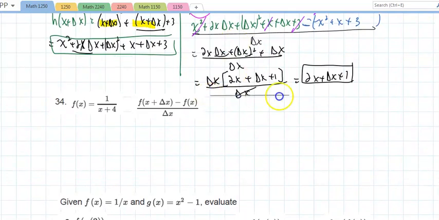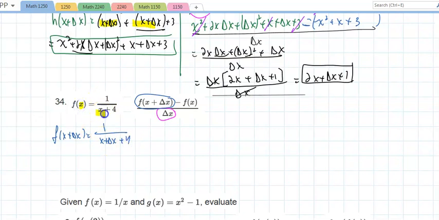Your goal is to cancel that denominator. Once this is cancelled, you're done, but it's going to take some time. Let me start with this piece. What would f of x plus delta x equal? F of x plus delta x is 1 over x plus delta x plus 4. Again, the only place that's going to change is that 4.